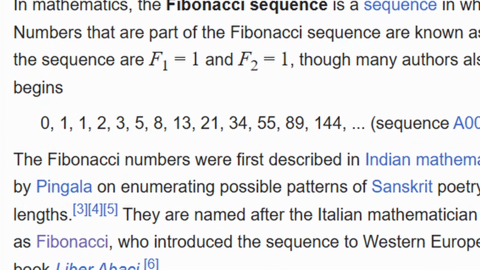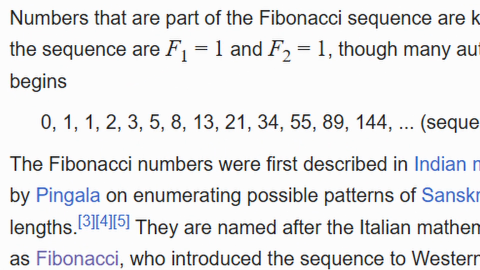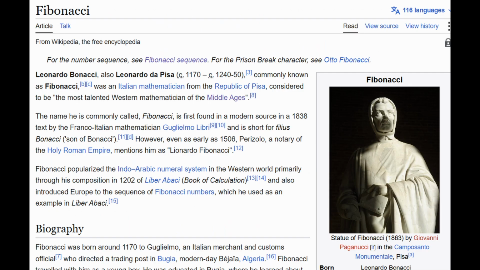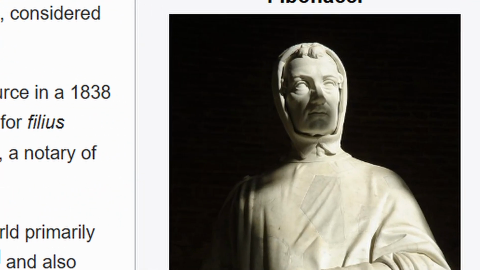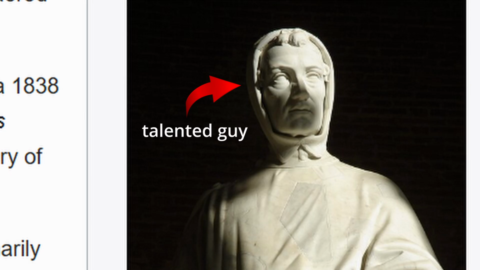Fibonacci sequence is one of the most famous series of numbers. It was famously proposed by an Italian mathematician named Fibonacci. He is also known to be the most talented Western mathematician during the medieval times. Well, it's really easy to understand how this recursion works.